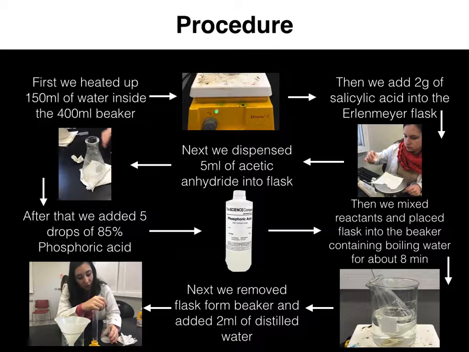Next, we dispensed 5 milliliters of acetic anhydride into the flask. After that, we added 5 drops of 85% phosphoric acid. Then we mixed the reactants and placed the flask into the beaker containing boiling water for about 8 minutes. And then we removed the flask from the beaker and added 2 milliliters of distilled water.